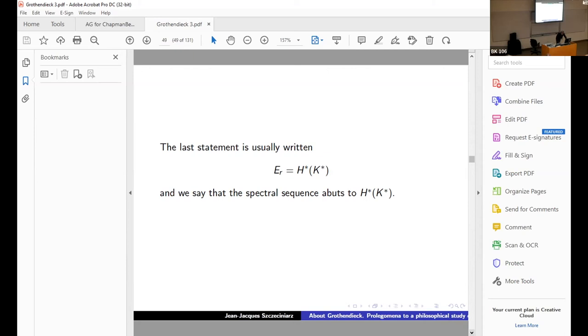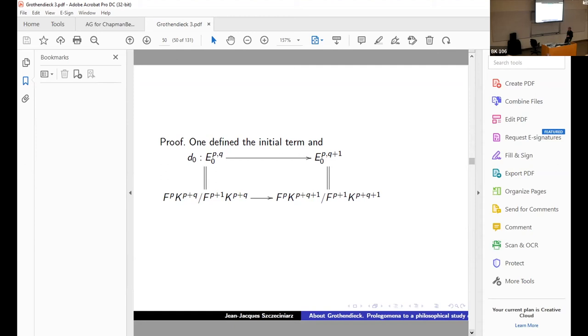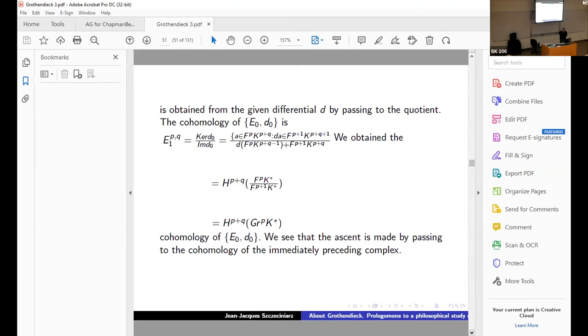There is a proof of this proposition, but the proof is a little long, so I will describe it very quickly. You have the initial term, d_0, E_0^{p,q}. There is a very complicated construction that I have no time to explain. In these sequences, this d_0 is what you have in this term, and the next term is obtained by passing to the quotient by the differential.